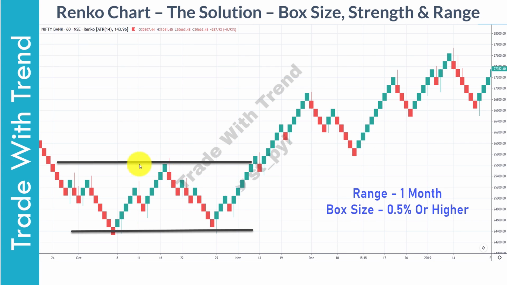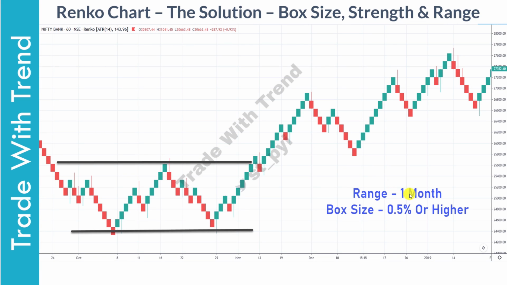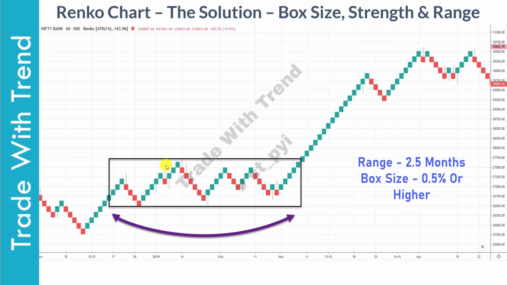So you first saw a support zone developing between October and November, and that is when the breakout actually happened. Price then progressed higher, and it again formed one support region. Now, why do both these support regions qualify? Because we have clearly laid out the rule here that range has to be 1 month or higher with a box size of 0.5% of current market price. So again, Bank Nifty between January and March formed a range over 2.5 months, and then the breakout actually happened.